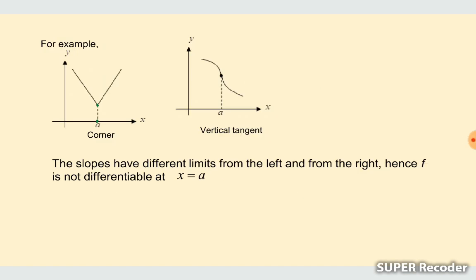Look at the examples below. For both diagrams here, at the point x equals a, there is a corner for the first one, and for the second one there is a vertical tangent from the left and from the right at x equals a. Hence, f is not differentiable at x equals a.